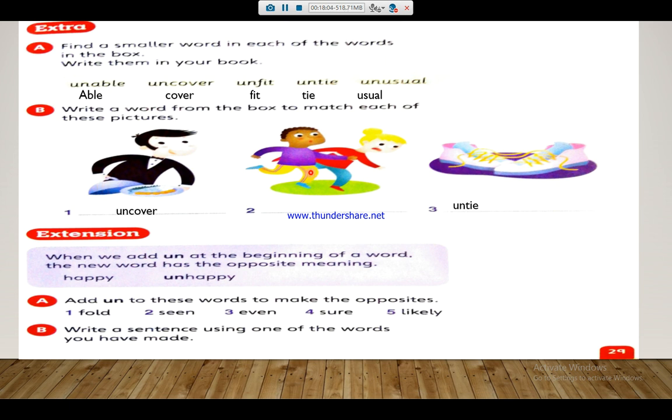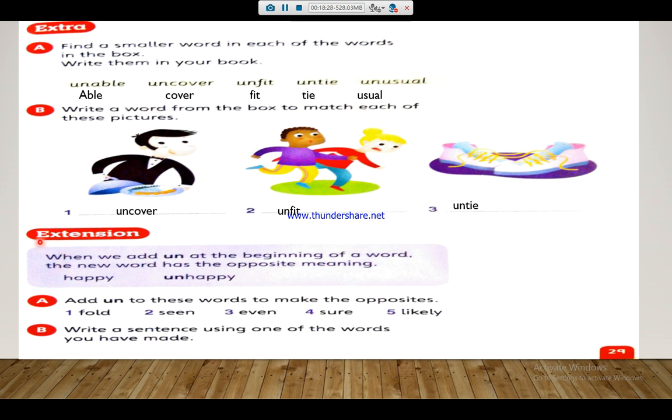And in picture number two, they are running. The boy is very strong and he's running very fast, but the girl cannot run fast. She is unfit. And here we have the words: untie the shoelace.